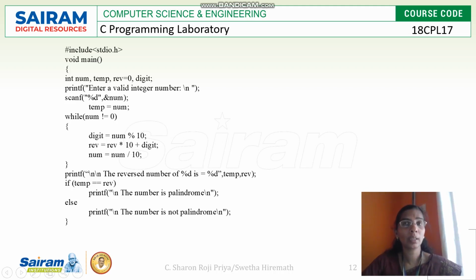You take another example, 123. If you reverse it, you'll get 321. You compare the reverse number with the original one, it is not same, so it is not a palindrome number. Right. So the first step is I have to reverse it.